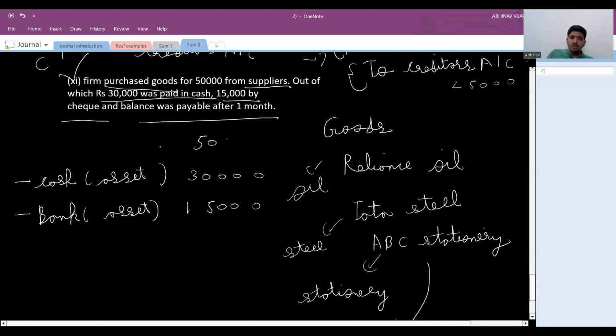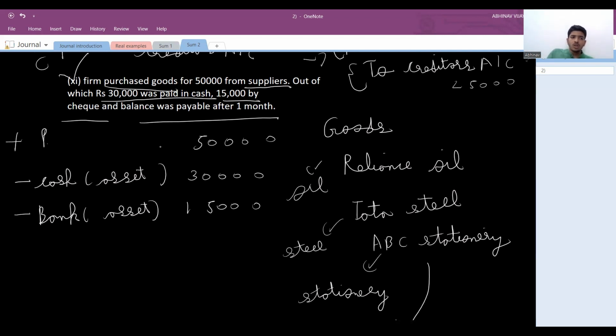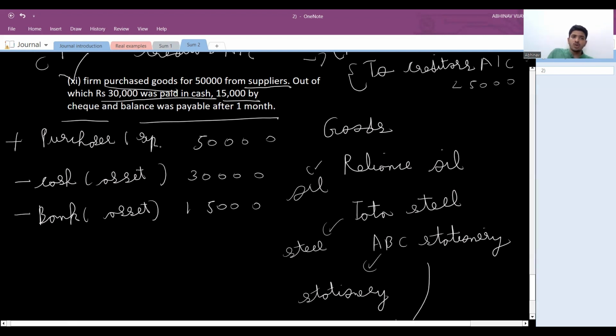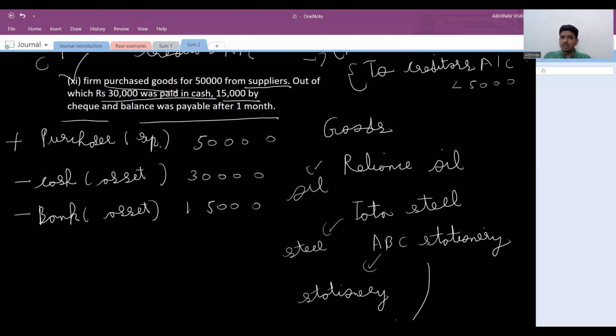So 50,000 increases in the purchases account. Keep it in mind, it is an expense account. Correct. So these three are done. But the balance was paid after 1 month. So what do we do here?